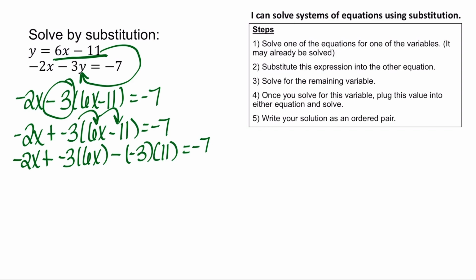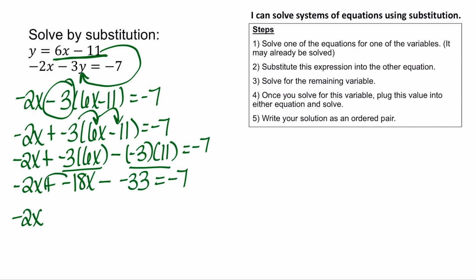Now let's simplify what we have here. We have negative 2x plus negative 3 times 6x, which is negative 18x, minus negative 3 times 11, which is negative 33, and that equals negative 7. Now we're going to combine some of these double signs. We have negative 2x. This plus negative becomes a subtraction, so I have minus 18x. And this minus negative becomes a plus, so I have plus 33. And that equals negative 7.